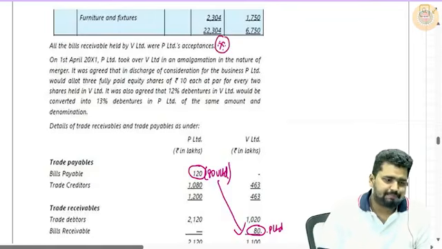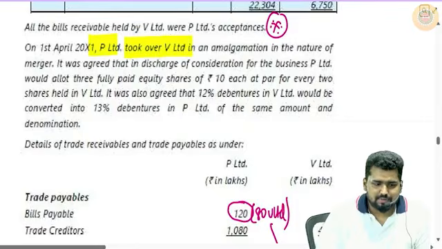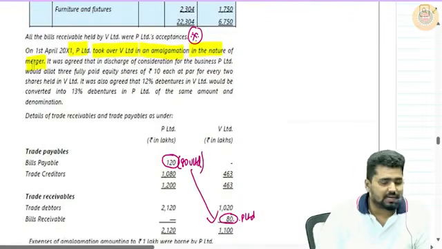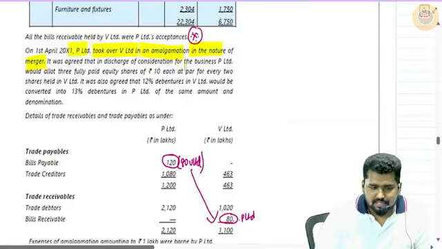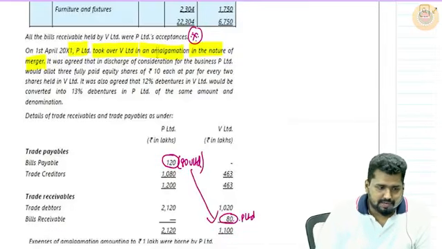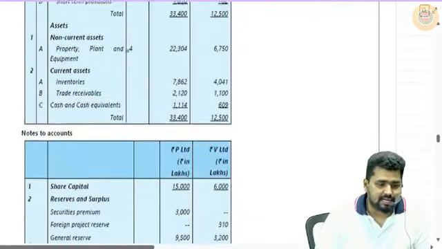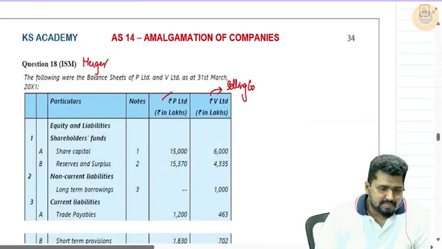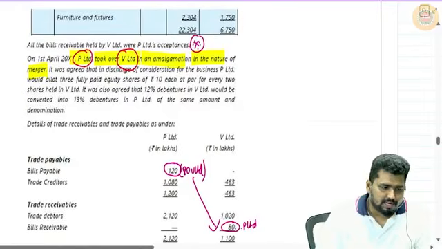Clear? Listen. Now they are telling something. On 1st April, P Limited took over V Limited in an amalgamation in the nature of merger. They themselves have given the method name. Who has taken over whom? P Limited has taken over V Limited. Clear? So P Limited is the purchasing company. V Limited is the selling company. Clear? Okay, listen to me.